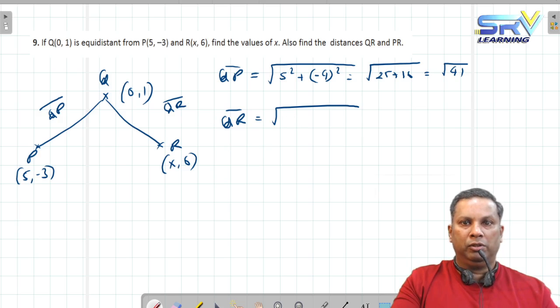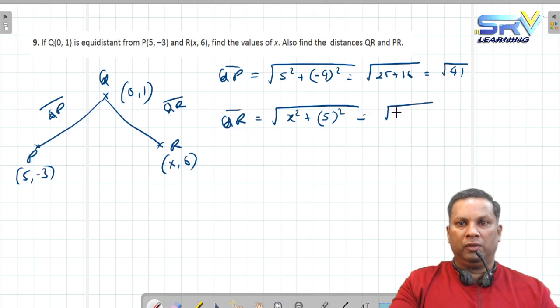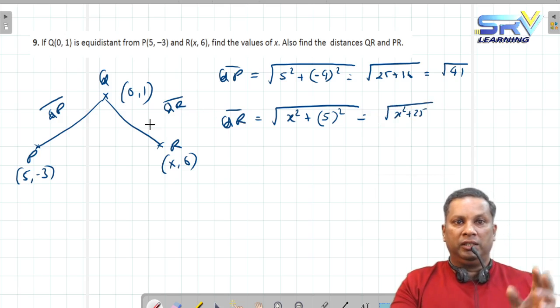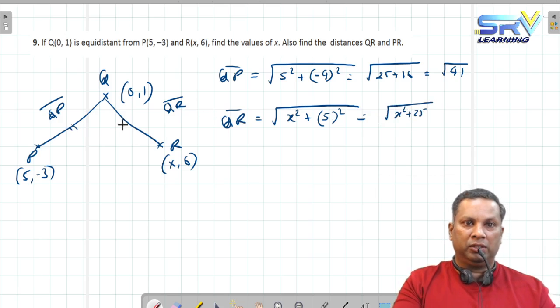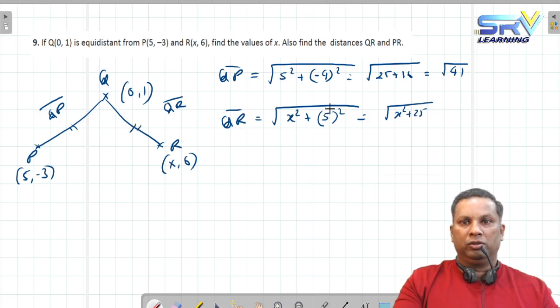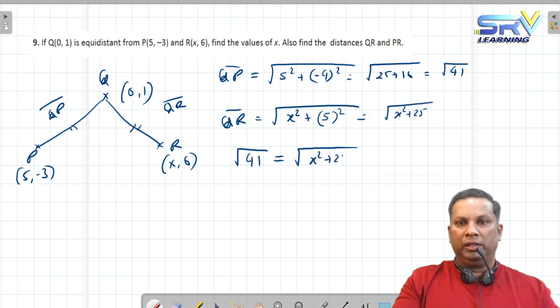X minus 0 whole square is x square, plus 6 minus 1 whole square is 5 square, so we got it as root of x square plus 25. Now they have told that these two are equidistant, that means QP is equal to QR, so equate them. Then root 41 should be equal to root of x square plus 25.